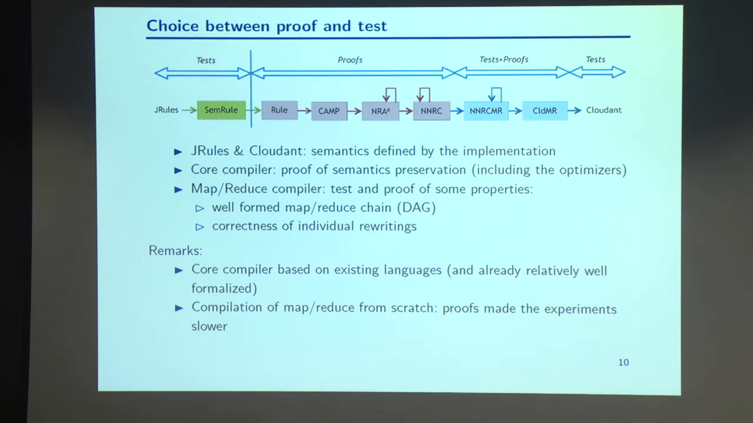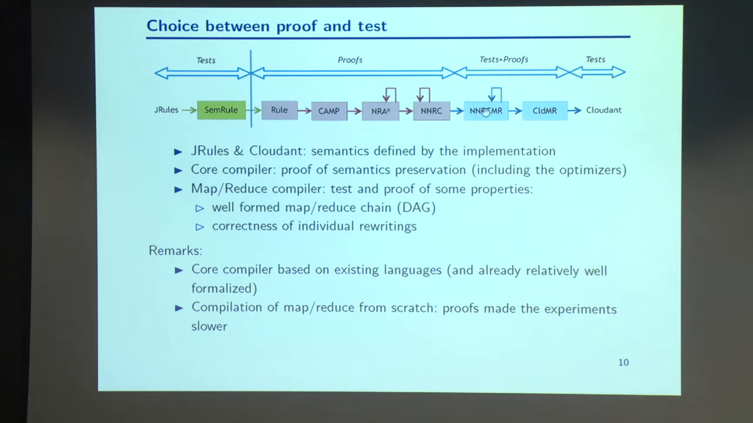The semantic of the source language and the semantic of the target language are only defined by their implementation. So to be sure that we will have the same behavior as the original program at any point of the compiler, we at least have to do some tests at the entry point or at the exit point of the compilation chain. Then the core of the compiler here is entirely proof, where we have a semantic preservation along all the chain, including the optimizers.